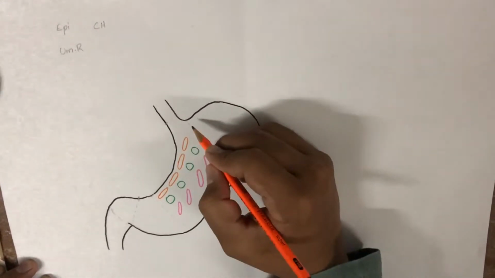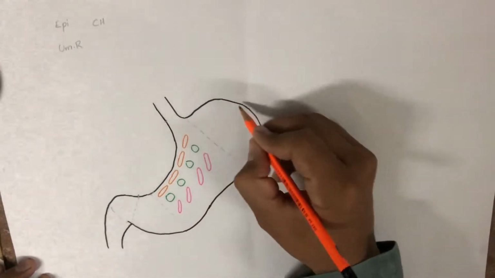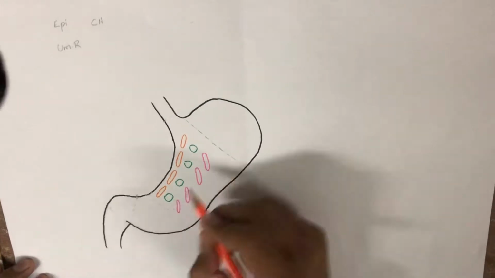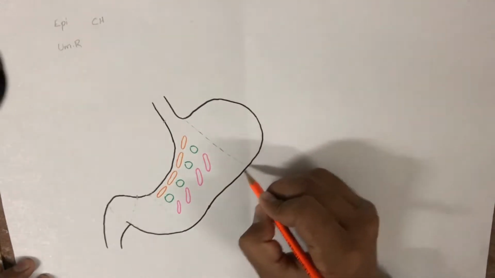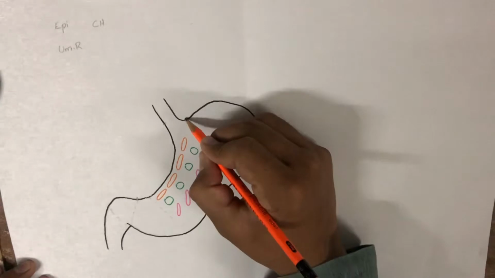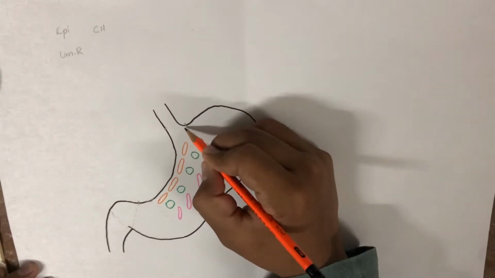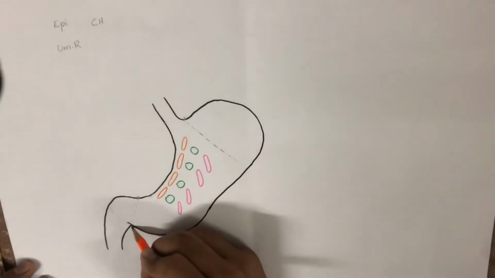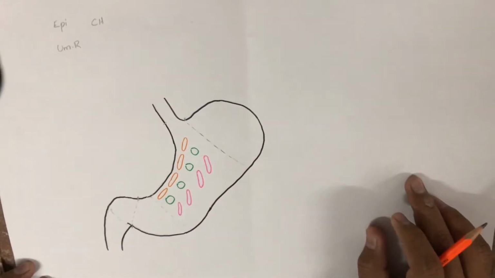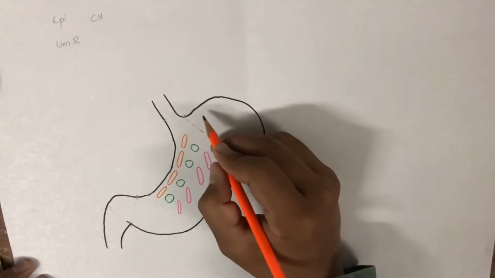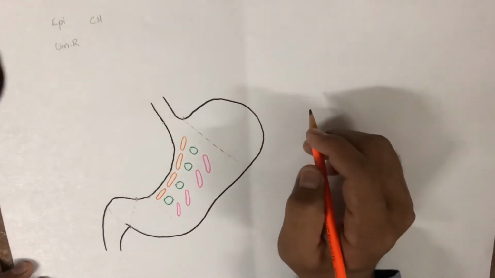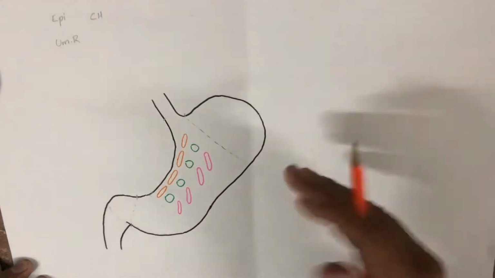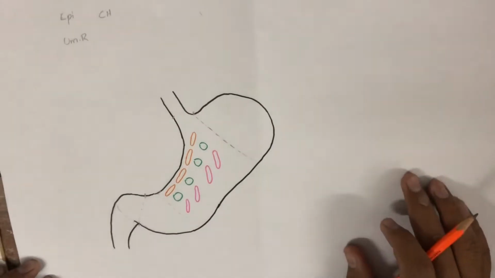Right? Good. Now, this is called the greater curvature of the stomach, which starts from the right of the cardiac orifice and goes to the pyloric orifice. Now, stomach has two surfaces, as I told you, the anterior surface and the posterior surface.